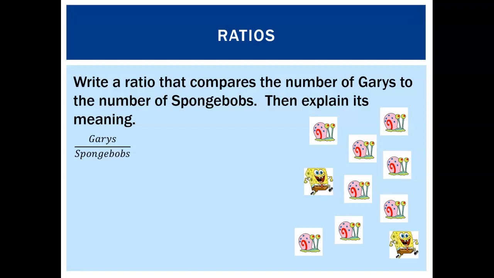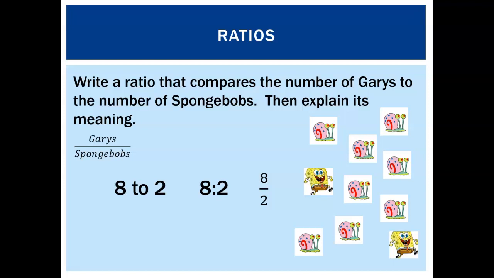In this case, we're comparing the number of Garys to the number of SpongeBobs. Therefore, when we count up the number of Garys, we find that there are 8 and there are 2 SpongeBobs. We'll write our ratio as 8 to 2, 8:2, or 8 over 2. When we have a ratio that is written in fraction form that is improper, it is one place in math where it's very proper to be improper.